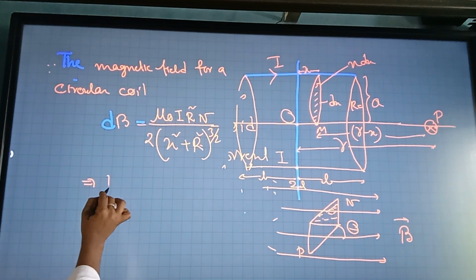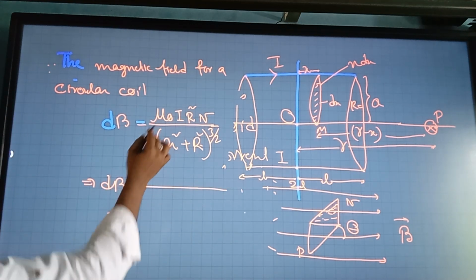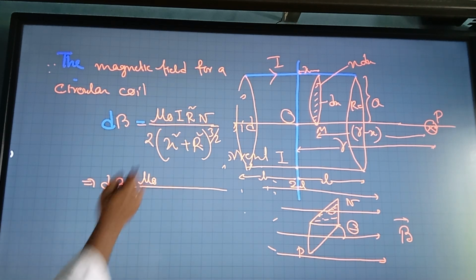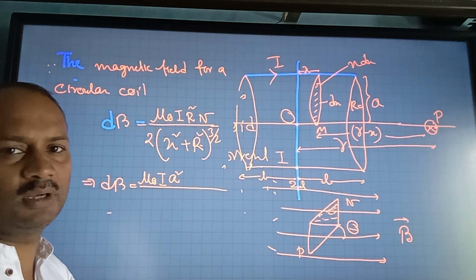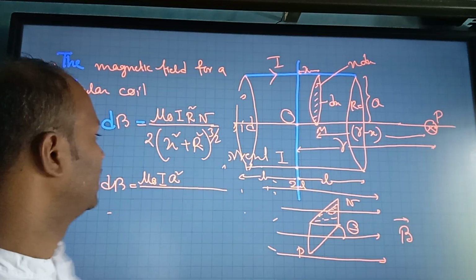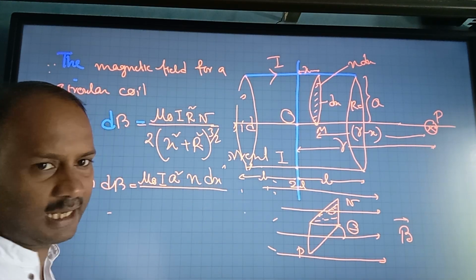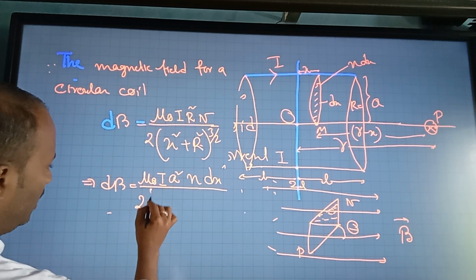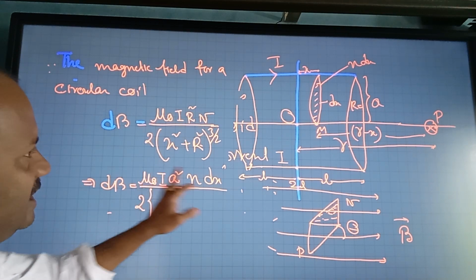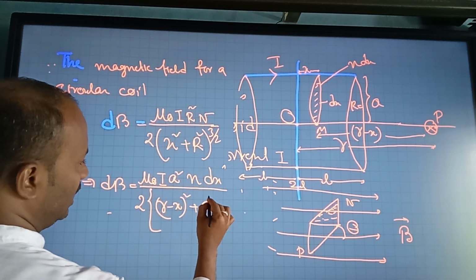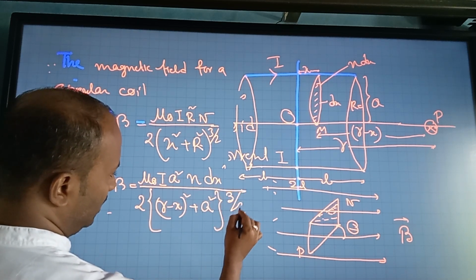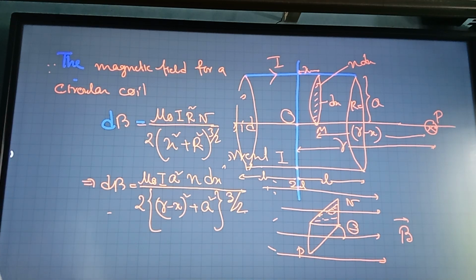So from this we can write dB equal to mu naught I, with radius A, so A square, and the number of turns for this segment is N dx, divided by 2 into ((R minus x) whole square plus A square) whole to the power 3 by 2. How easy it is, look.